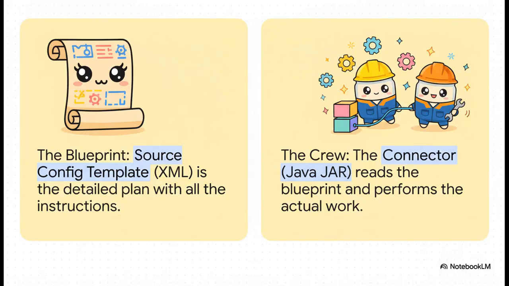The absolute best way to think about it is like a construction project. That source configuration template, the XML file, that's your blueprint. It's a static document, sure, but it has all the detailed plans, every single instruction for the job. Now the connector, that Java jar file in your VA, that's your construction crew. The crew shows up to the site, reads that blueprint, and gets to work, performing the actual physical labor based on those instructions. It's what turns the plan into reality.